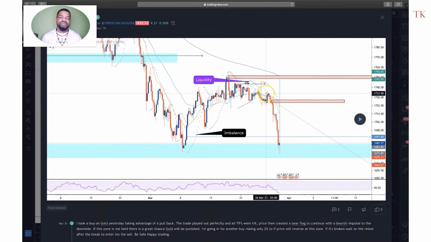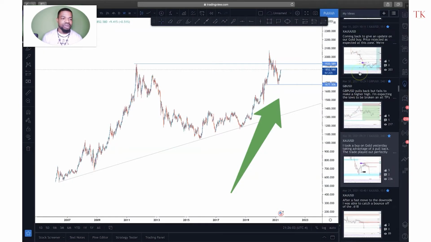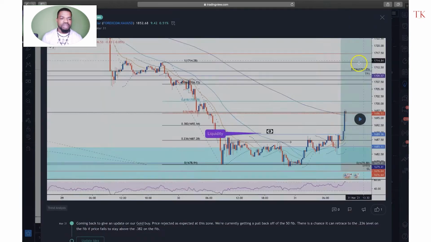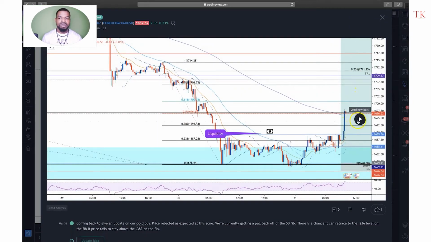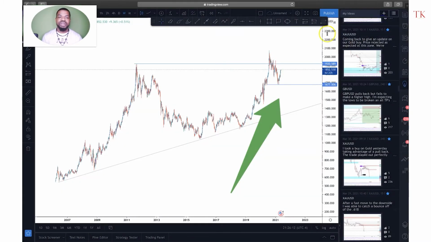But this trade was sent out on my Telegram. I'm sorry, this trade was sent out on my TradingView. And as you can see, it did exactly what I said it would do. All TPs on this trade were hit. I think this one shows the different TPs. Oh, it only has one. But all of the TPs were hit in this trade.